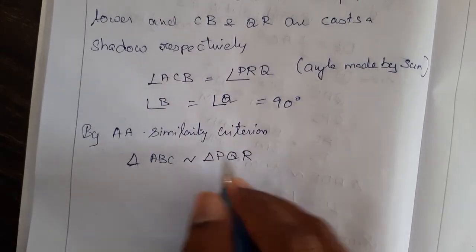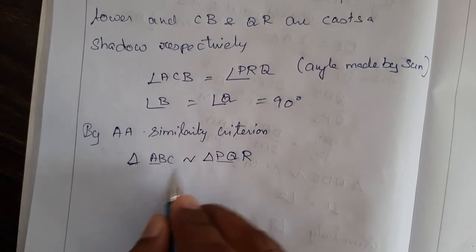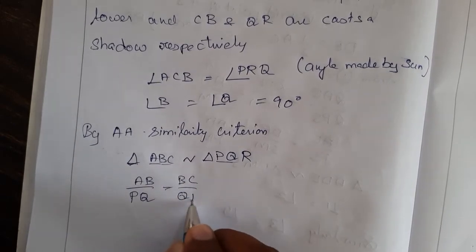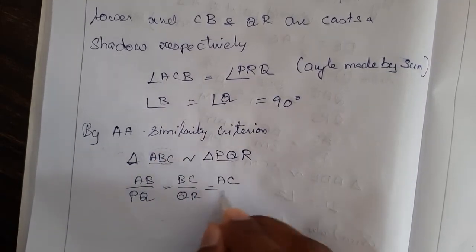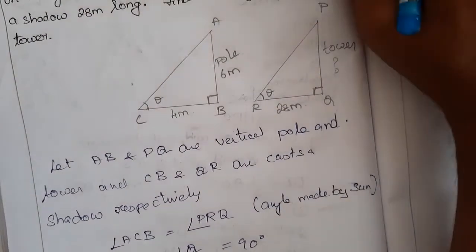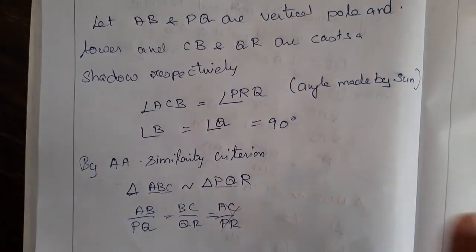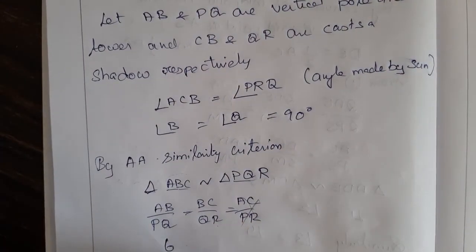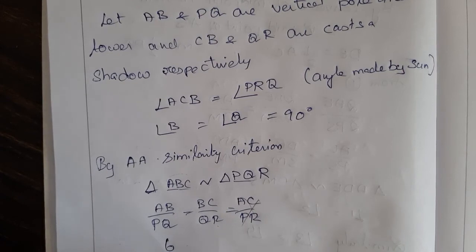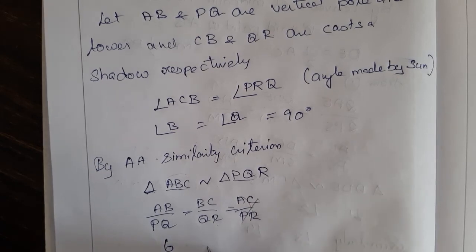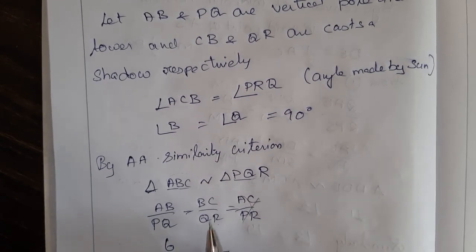Therefore the sides are in the ratios AB by PQ equal to BC by QR equal to AC by PR. We need not bother about AC and PR, so let me ignore this; the rest of the things we know. AB is given as 6 and CB is 4. PQ is what we have to find, and QR is 28. So AB, 6, divided by PQ, which we have to find, is equal to BC, 4, divided by QR, 28.